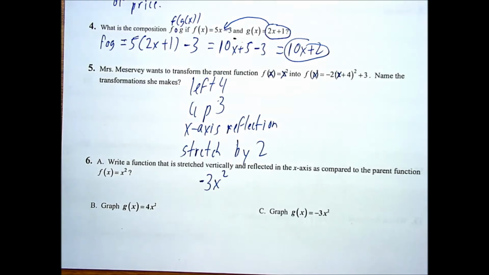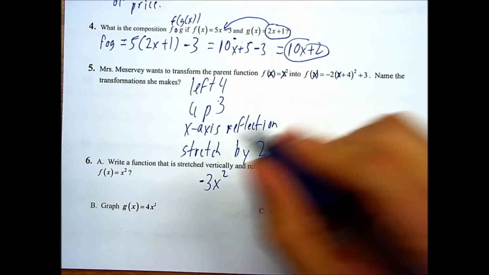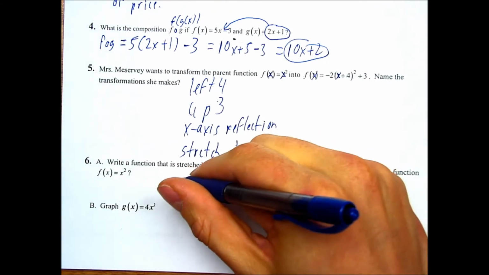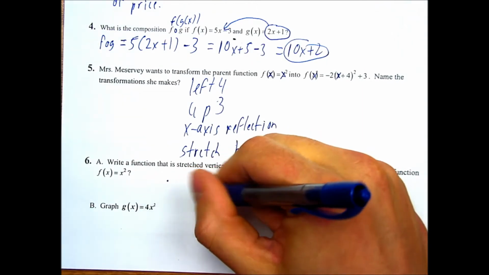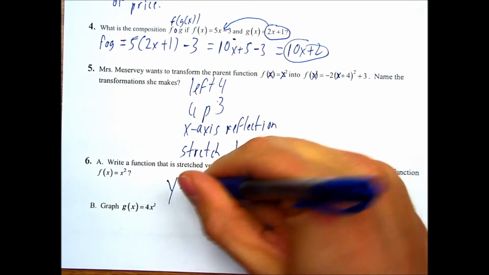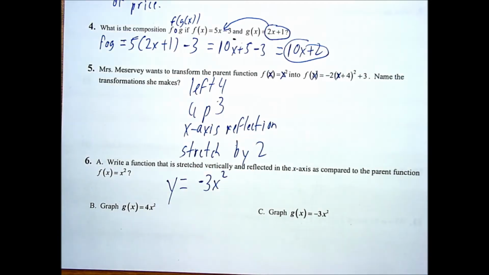This will be a function that is stretched vertically and reflected in the x-axis as compared to the parent. And I would write this one as f of x, or I could write it as g of x since it's a separate function from f of x. Or I could just say y is equal to. I'll just use y equals negative 3x squared.